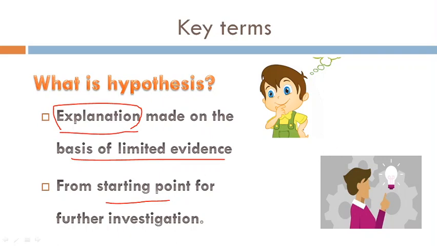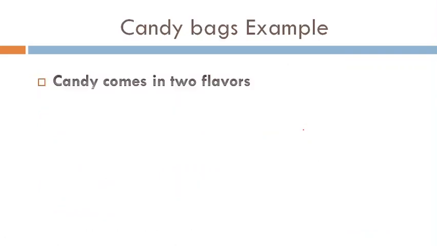This is a diagram explanation, right? So what are the basic key terms here? Data and the hypothesis. Coming to the example for better understanding of statistical learning, consider the candy bag example. Very interesting example, right?